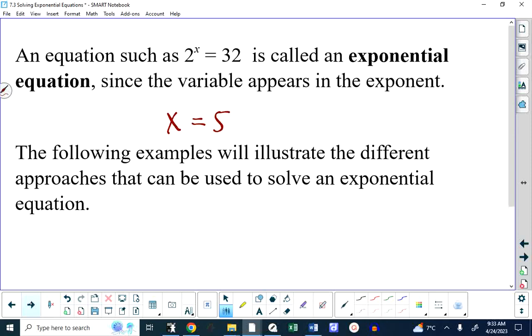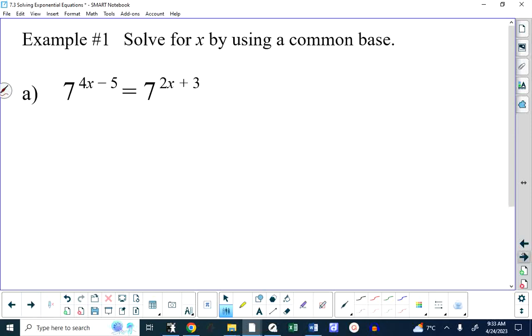Okay. So let's solve this equation. Solve for x by using a common base. 7 raised to the 4x minus 5 equals 7 raised to the 2x plus 3. Well, anybody tell me why this must be true?